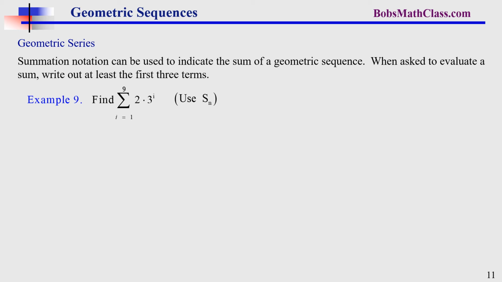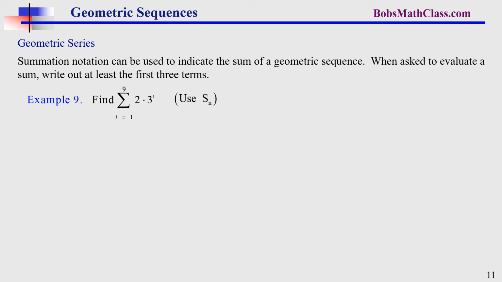Okay, geometric series. Summation notation can be used to indicate the sum of a geometric sequence. When asked to evaluate a sum, write out at least the first 3 terms. So why do we want to write out the first 3 terms? The answer is so we could recognize which kind of sequence it is. Is it arithmetic or is it geometric? We have different sum formulas for each one, so we don't want to use the wrong formula.